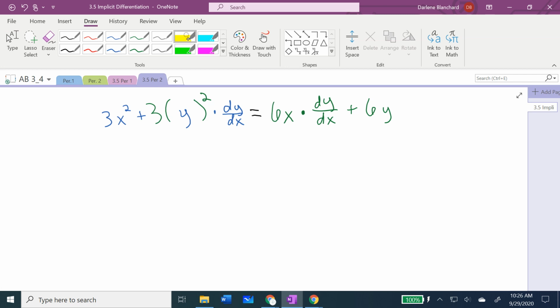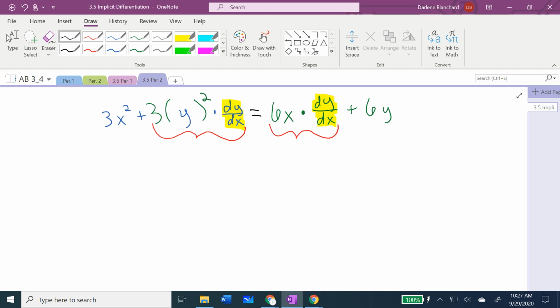Look for your dy/dx's, because if you're going to find dy/dx, that means you're going to isolate it as if it were just a variable. That's another reason why people like to write it as y prime. What you want to see is this dy/dx is multiplied by 3y squared. This dy/dx is multiplied by a 6x. You have to combine those two. And you can combine them by subtracting one of them over to the other one's side.